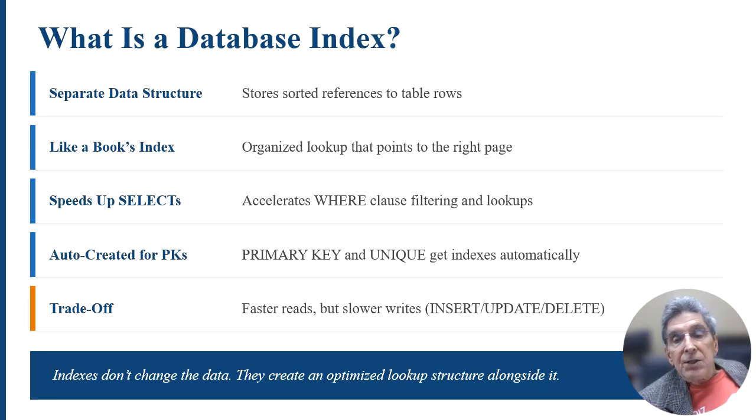So what exactly is an index? An index is a separate data structure that Postgres creates and maintains alongside your table. A lot of people refer to this as metadata. Instead of it being the actual data, it's data about the data. It stores sorted references that point back to the actual data, which is stored in a different location. The index is separate from the actual data.